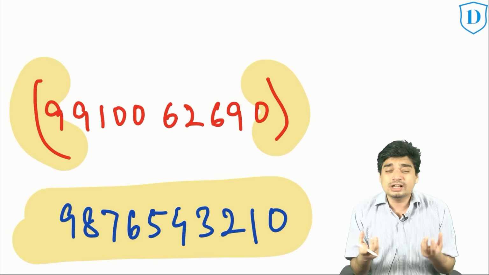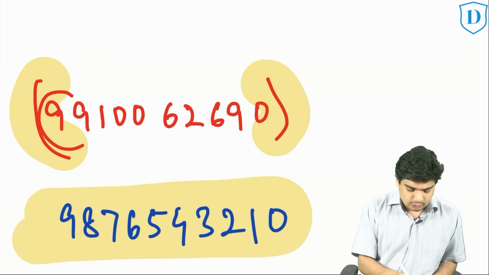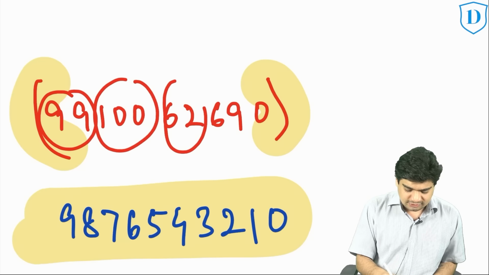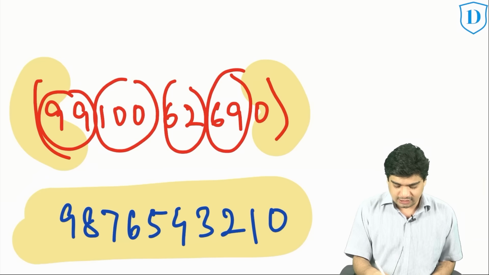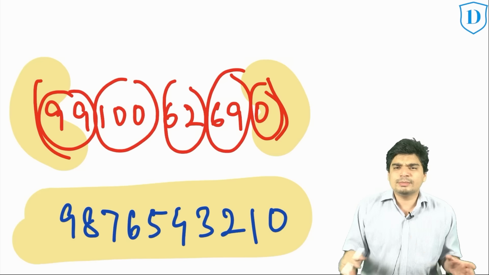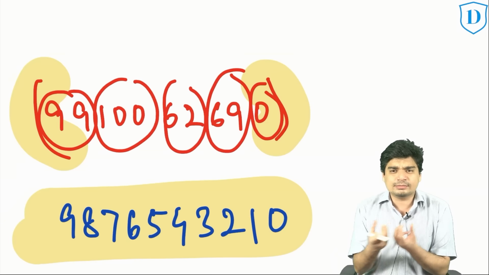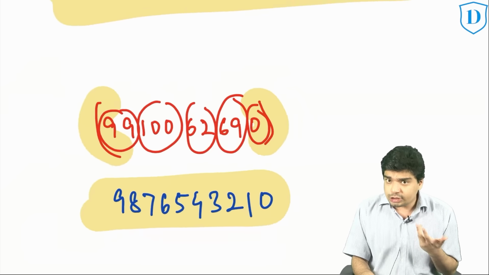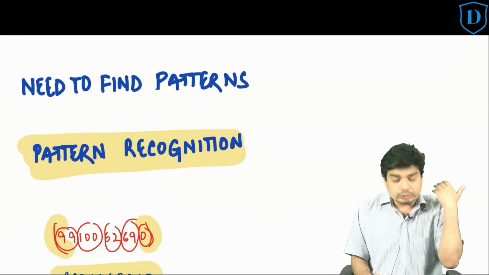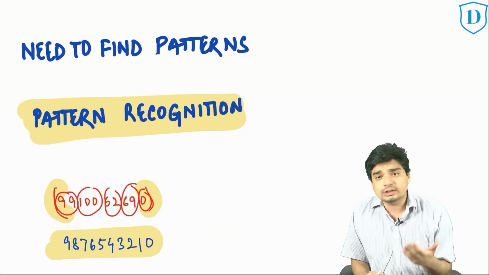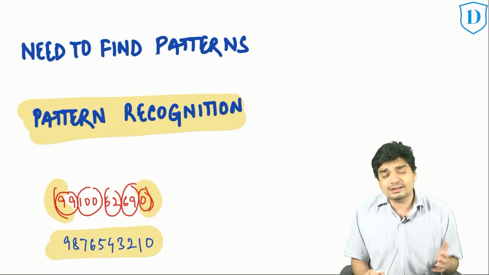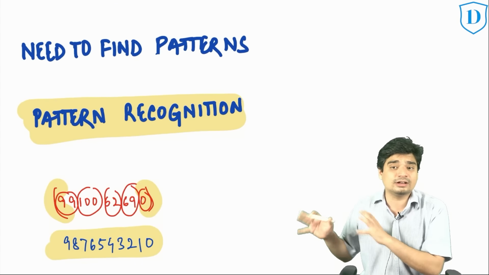You will chunk stuff up. You will probably say, okay, it is 99, then 100, then 62, followed by 69 and then 0. So you might make some patterns, you might make some chunks like that. There's something which we do intuitively when it comes to other stuff. Let's start to do it a little intuitively as far as your PYQs are concerned, as far as your previous topics are concerned, as far as concepts in general are concerned.